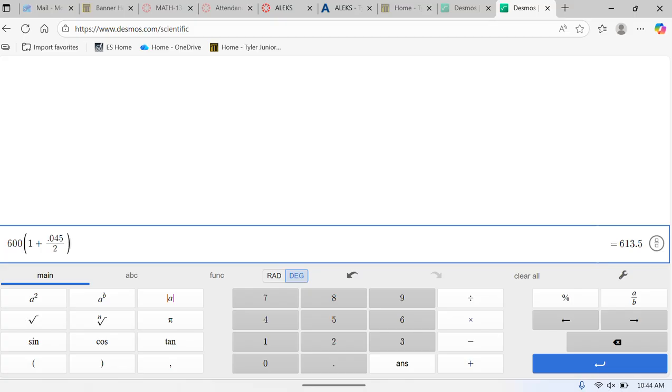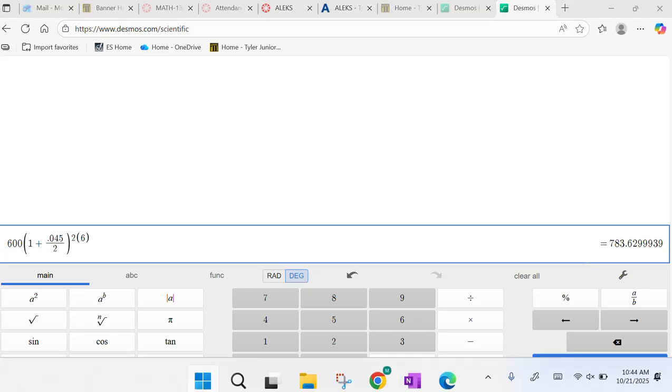Guys, right by the a squared, you see an a to the b. If you push that a to the b, it'll throw the cursor up to an exponent. And you should be able to do 2 parentheses 6. You can type it in just like that. You don't have to say times. And it does give you the amount that you have right there. You can see your answer down here in the right-hand corner. So the future value at the end of those 6 years, you have a total of $783.63 in the account. Okay?